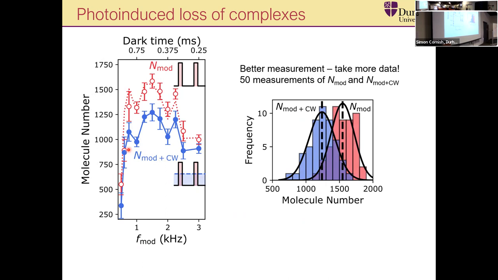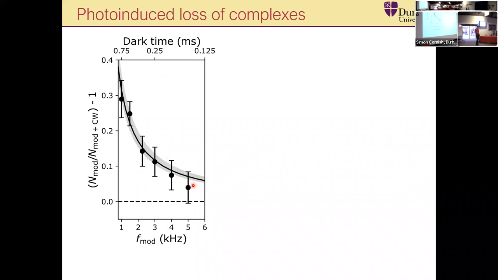So what we actually did to get this plot was 50 measurements. That's what's shown here. So you did 50 measurements chopped and 50 measurements chopped with the CW beam on, to build up the statistics. So this is 2 hours or so per point.